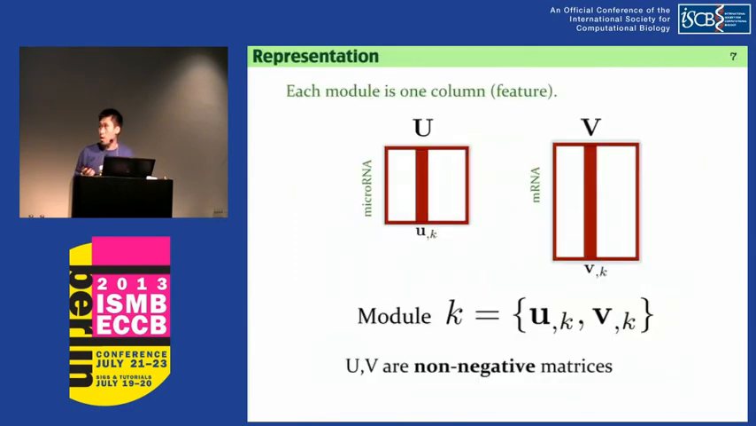Okay, so I'm going to go into a bit more technical detail here. We use a very simple matrix representation. The module membership is represented by two binary matrices, U and V. U is for microRNA and V is for mRNA. Each column corresponds to one module, one feature. So if we look at module k, it would be the kth column of U and V. And we restrict them to be non-negative matrices, just for easier interpretation later in the model.